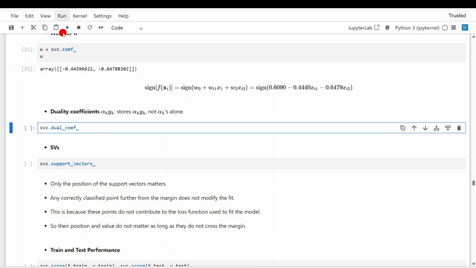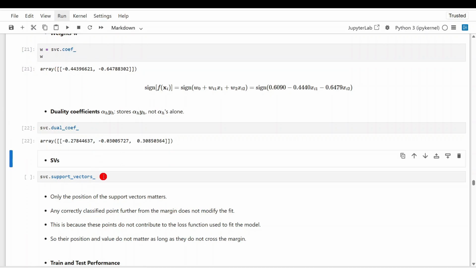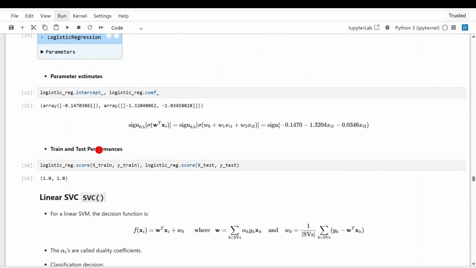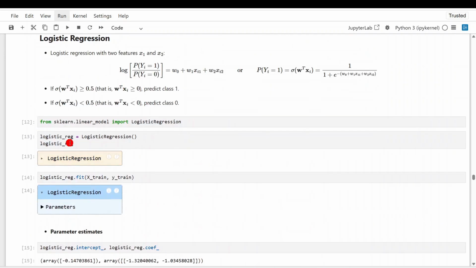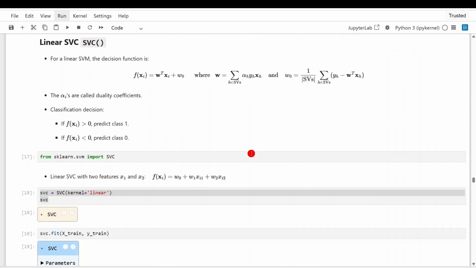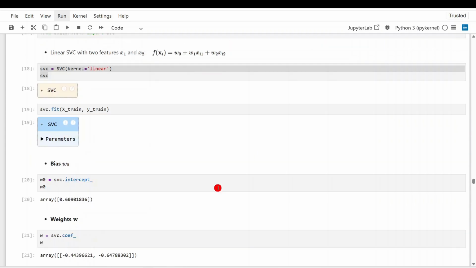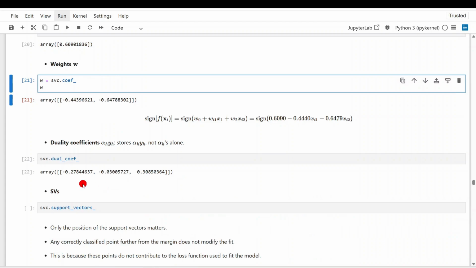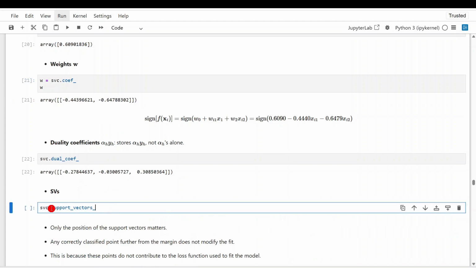We can also obtain the dual coefficients if we are interested. Now, in the training set we have 70 observations, but all these 70 observations will not have a contribution. Only some of the points, which are called support vectors, will have a contribution in estimating the decision boundary of the support vector classifier. So let's see the support vectors using the attribute support_vectors_.